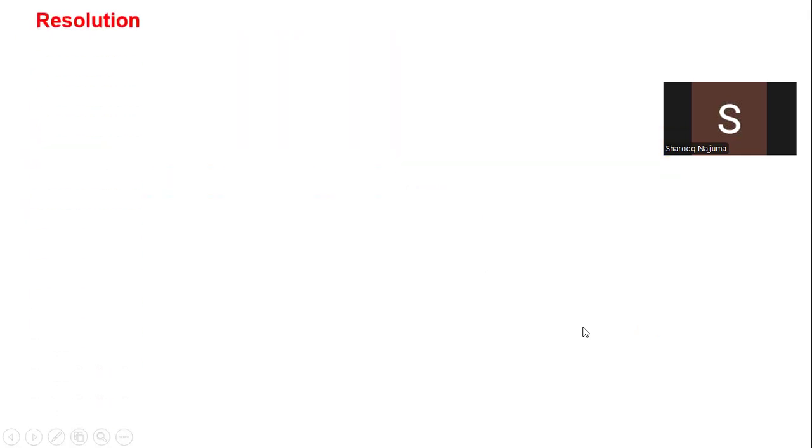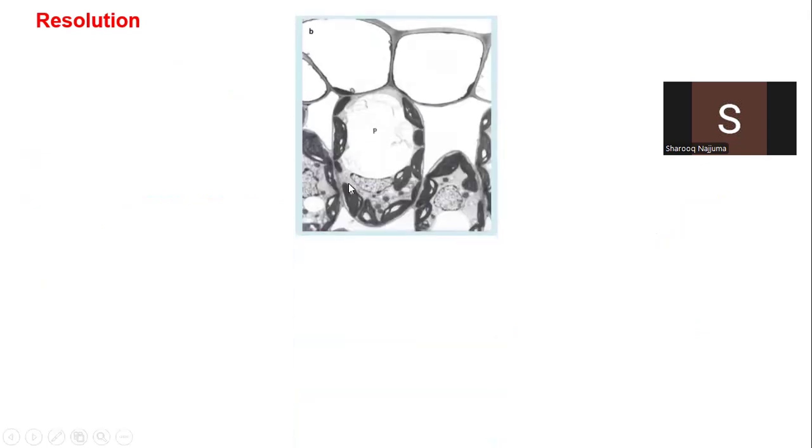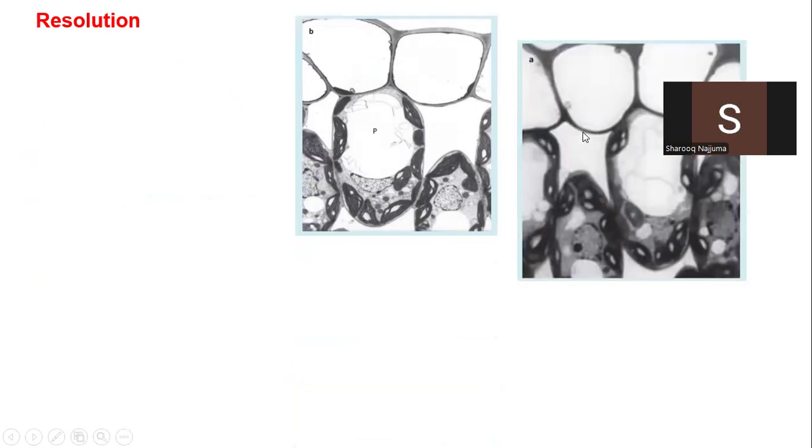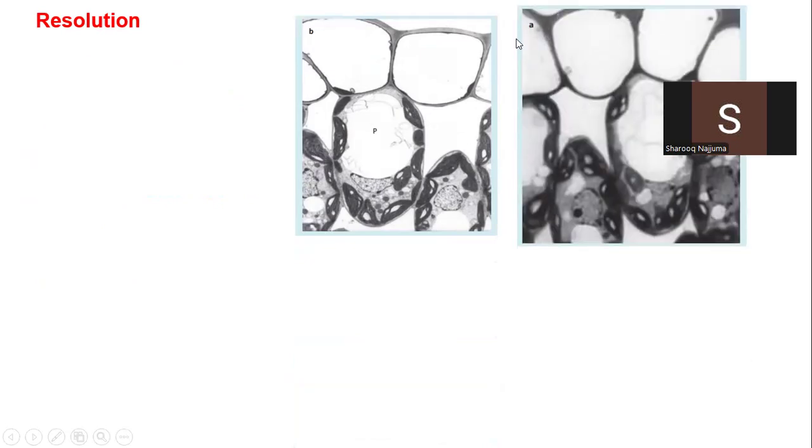Now, we have another term that we need to learn, which is resolution. Resolution is used in microscopy. So someone could be wondering, what is resolution? Let's look at an example. I have this micrograph. It's from a microscope. It's labeled B. Then I have another one labeled A.